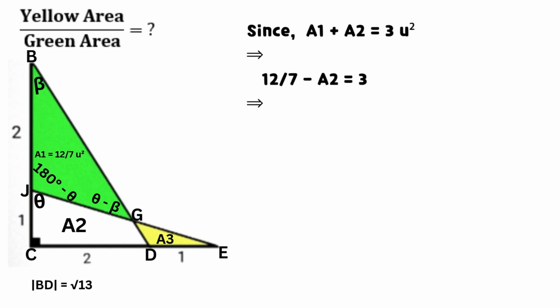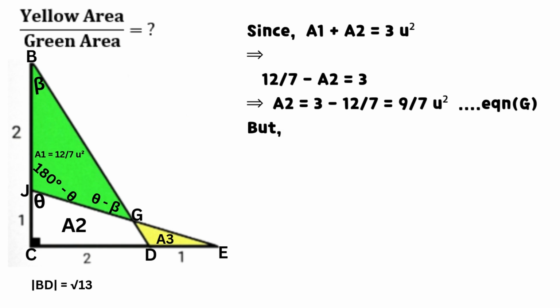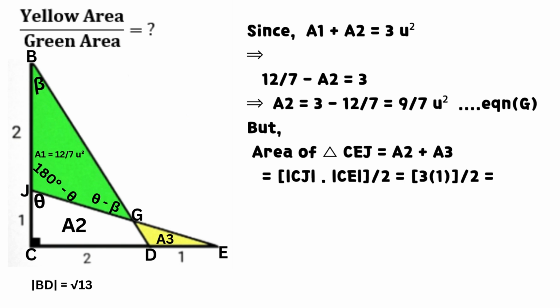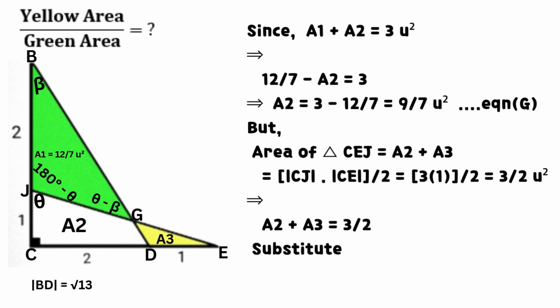Since the sum of A1 and A2 equals 3 square units, it implies that 12 divided by 7 plus A2 equals 3. Make A2 the subject of the formula and we have that A2 equals 3 minus 12 divided by 7, which equals 9 divided by 7 square units. We call it equation G.